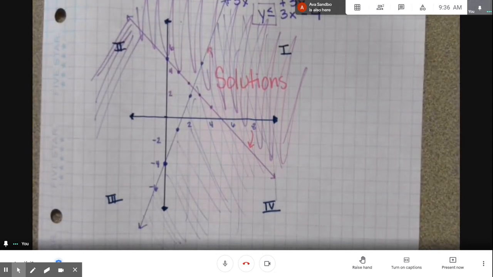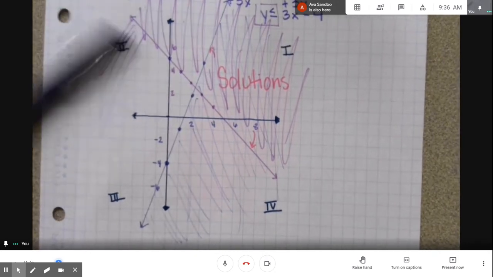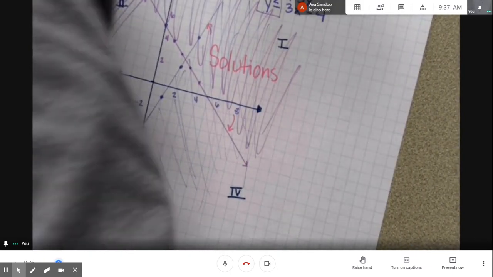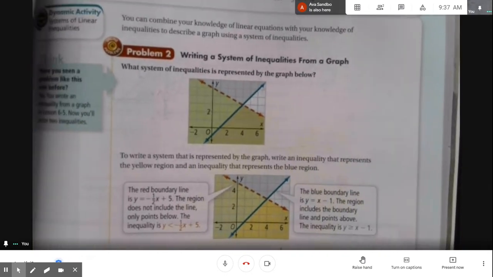All right, the other thing you're going to have to do is look at a graph and name or give the system of equations from it. On the worksheet, it's a little bit harder than what you see here, but I'm going to show you one right here.